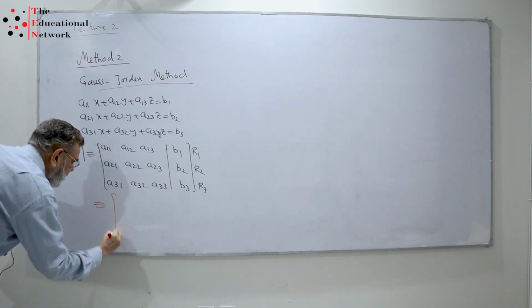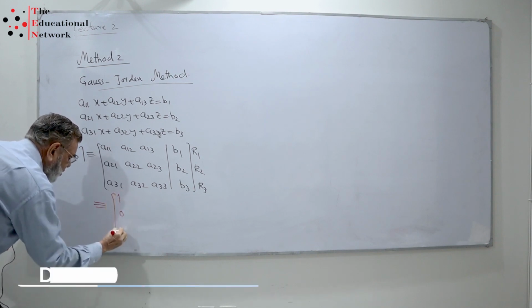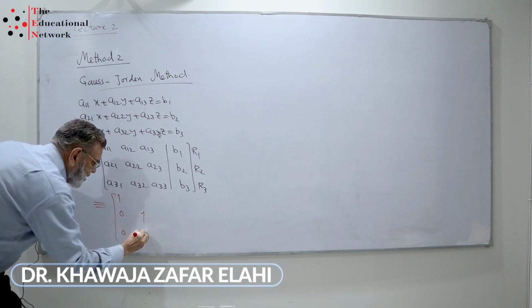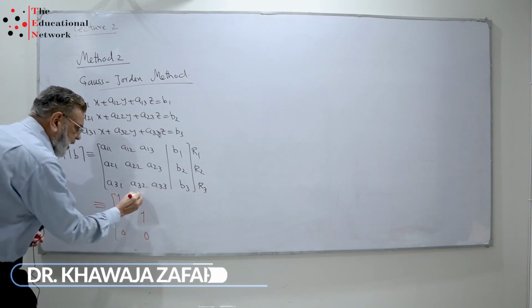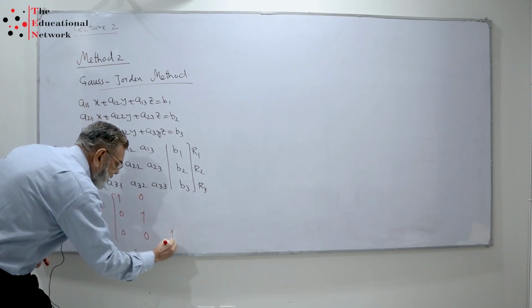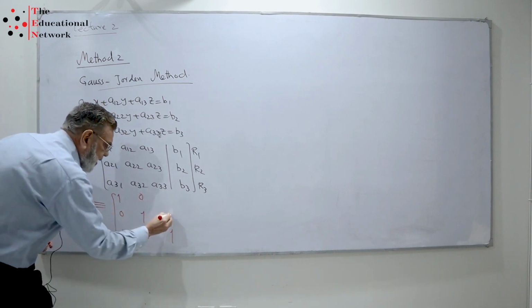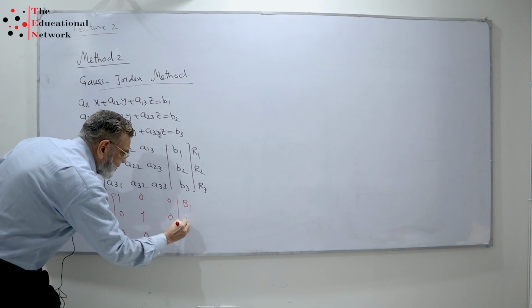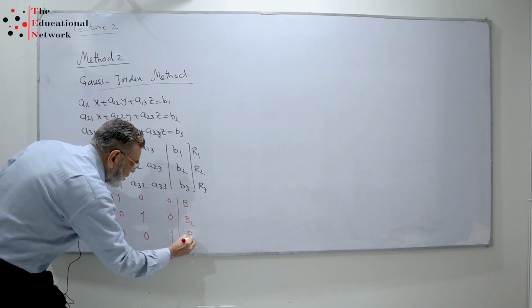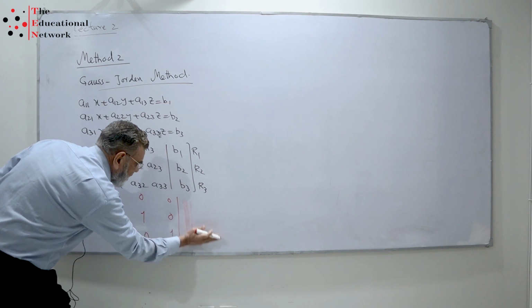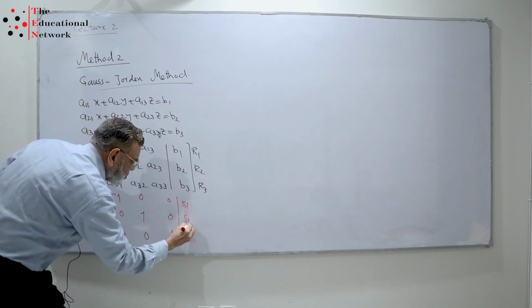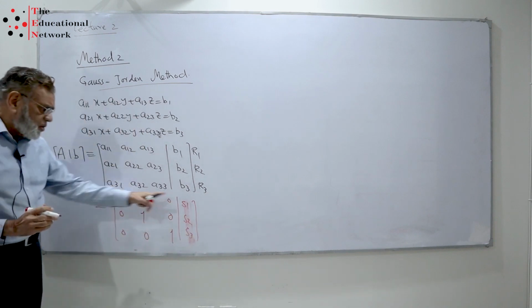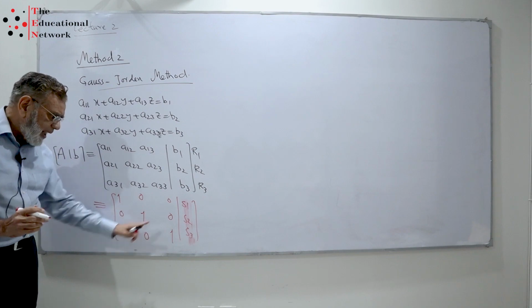So we have 1, 0, 0, as we did in the Gaussian elimination method. Then we have 1 here, and we have 0 here. But now we have 0 here also. Again, we have 1 here as in the Gaussian elimination method, but now we make all the values above also equal to 0, and we get here B1, B2, and B3. Instead of B, we write S1, S2, and S3. My solution will be X equal to S1, Y equal to S2, and Z equal to S3.